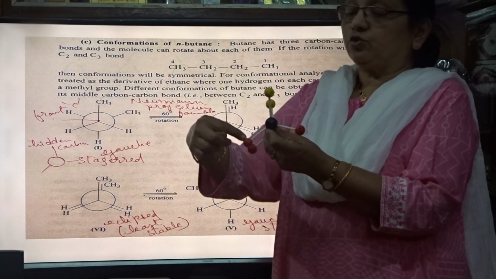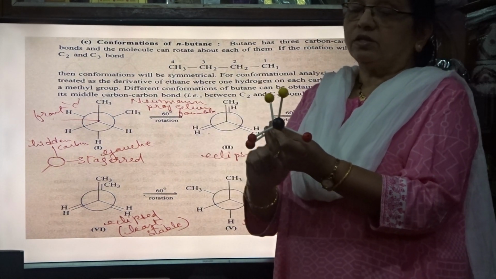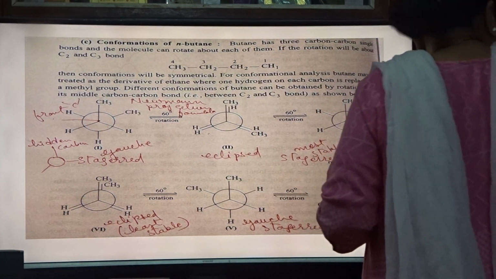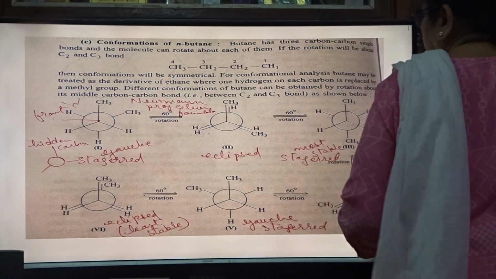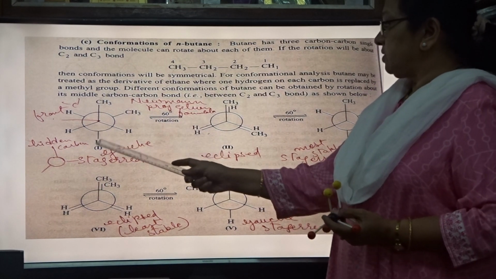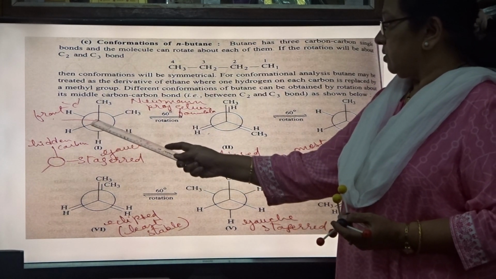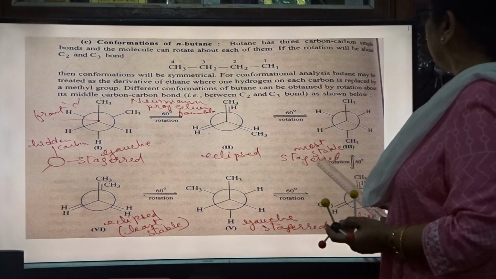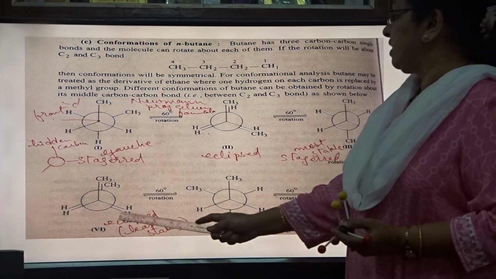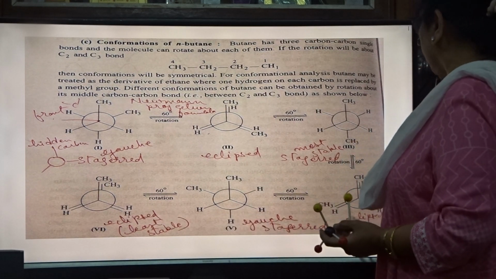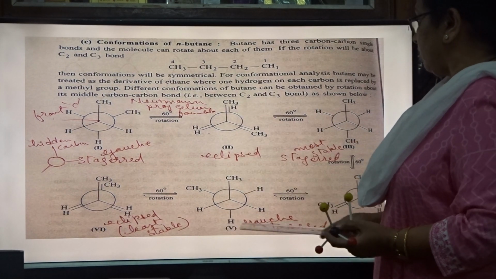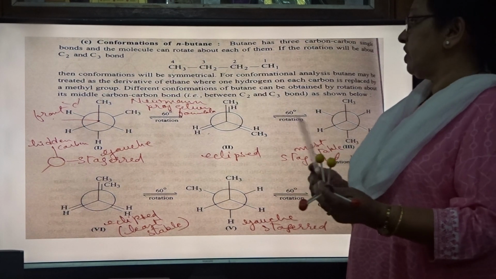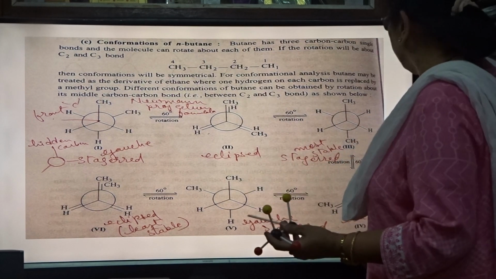CH3, CH2, CH3, CH2. So this is the gauche conformation. This is the eclipsed, then the most stable staggered, then eclipsed, then gauche, then eclipsed. So these are all the different types we get when we rotate it through different angles. As we go on rotating, we see this type of conformation.